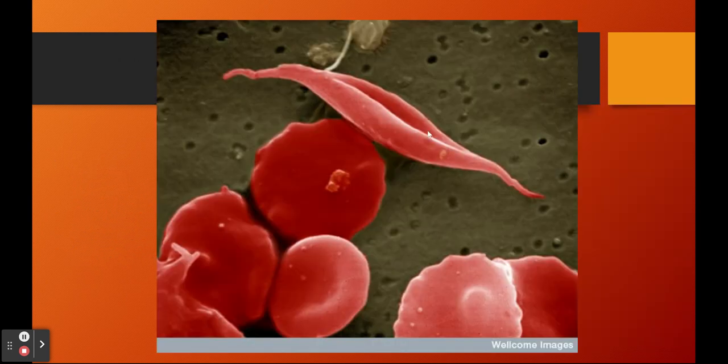Okay, so here's the SEM image. You guys know what SEM is. You can see how long, weirdly shaped these red blood cells are, and those could get really sticky and pack in tight in veins, and they don't flow properly. So this is a problem.